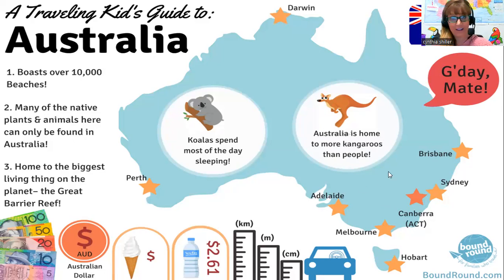And can you say good day, mate? Yeah, that's how they say hi to each other. Good day, mate. And there are over, what do you think, more or less than 100 beaches for people to enjoy? There are 10,000 beaches. So many of the native plants and animals that are in Australia can only be found in Australia, because remember, there's all those oceans, and it is home to the biggest living thing on the planet, the Great Barrier Reef.